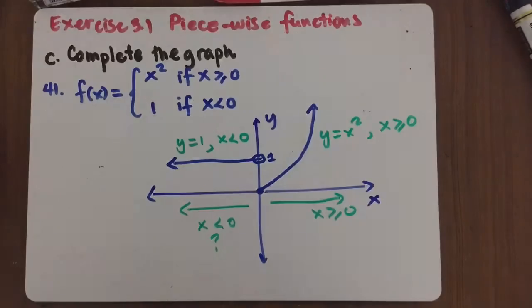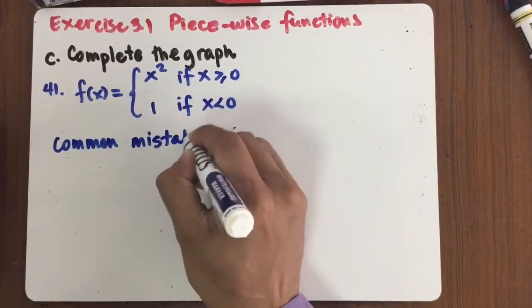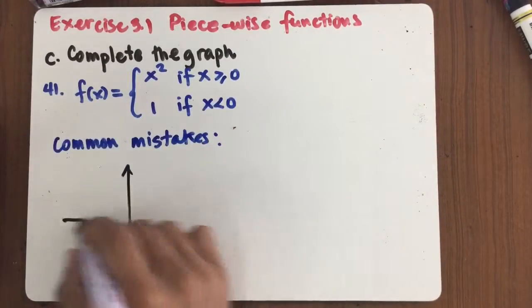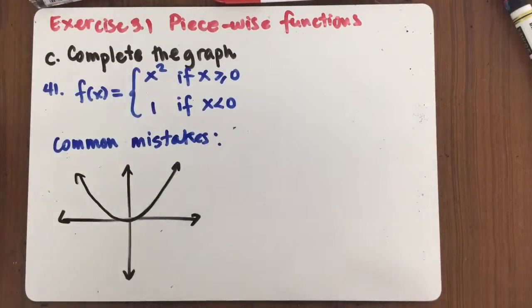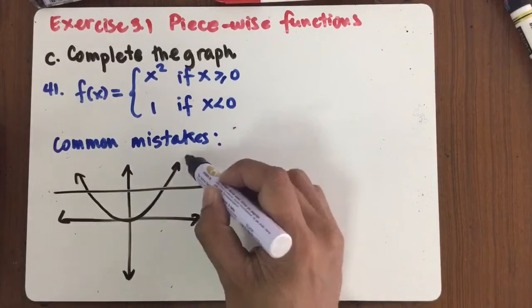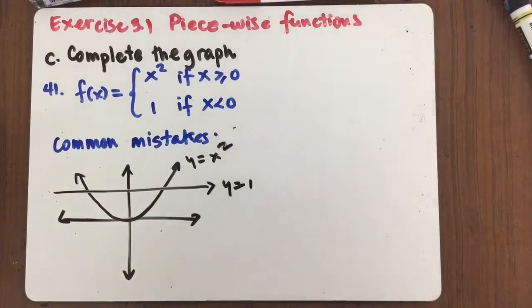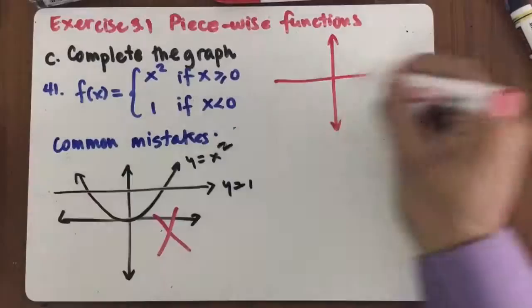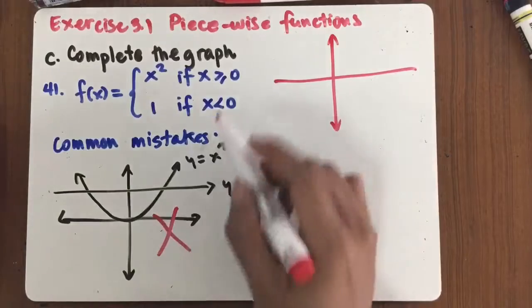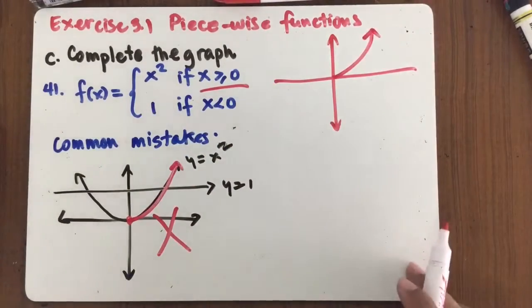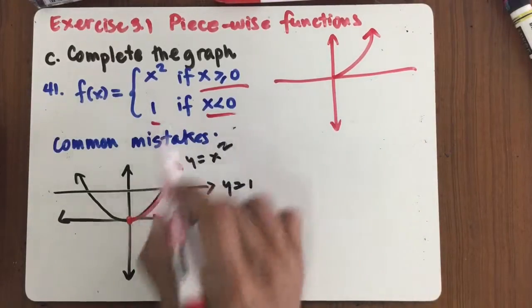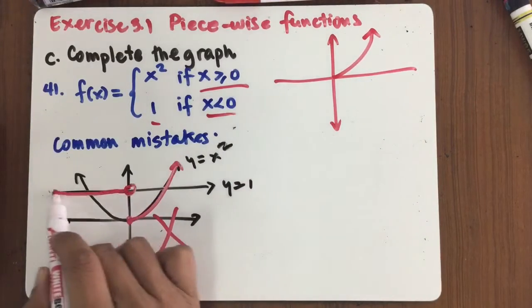Ano yung mga common mistakes na usually students commit when they sketch the graph of conditional functions or piecewise functions? So usually, ang ginagawa nila is they sketch the entire parabola and the entire line in one rectangular coordinate system. That is wrong because these two curves fail to meet the criteria of the vertical line test. We will not sketch the entire parabola. Okay, so we will only sketch the part when x is greater than or equal to 0. So that's it. When x is less than 0, it's equal to 1. So yun lang.